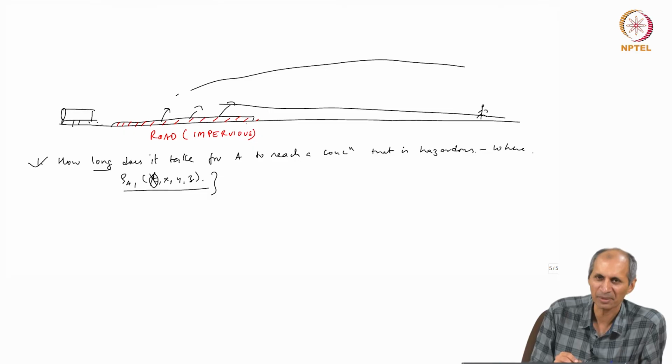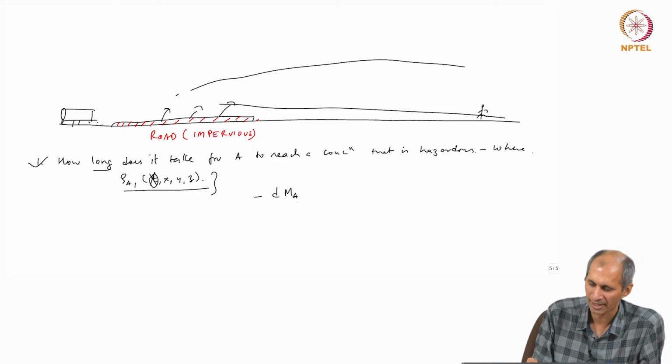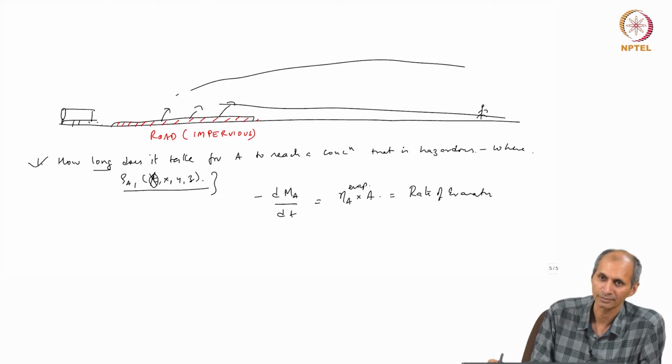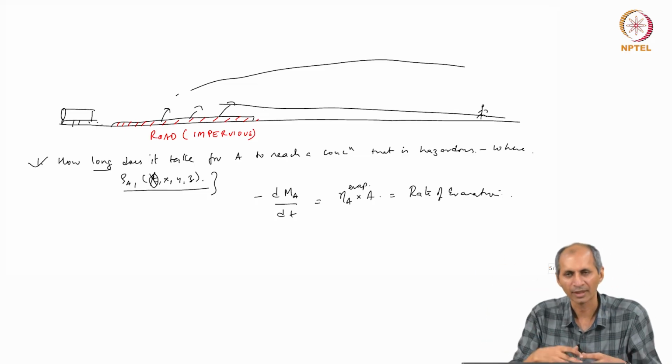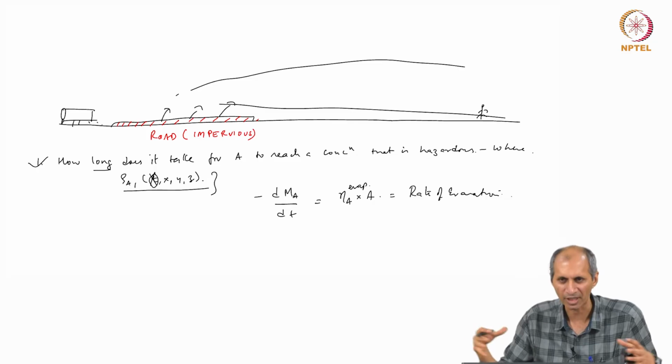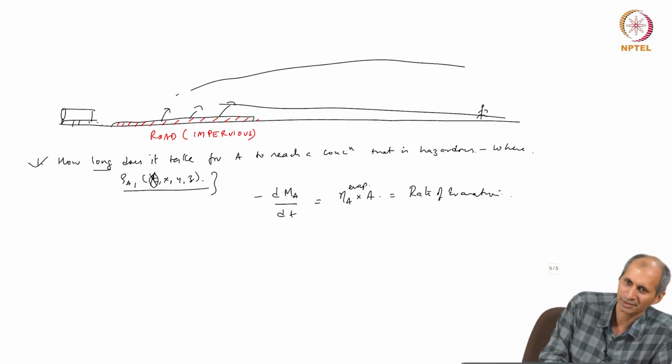If I take the same problem and pose it in the previous problem, what will be the mass balance? The mass balance will be d m_A by dt equals N_A multiplied by area, evaporation. This is the rate of evaporation. That is all. It is evaporating. If x amount of mass goes out, this is changing, but will that change the flux?